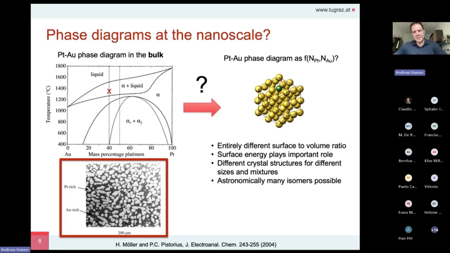If you look at one specific particle size, we are immediately realizing that there is an astronomically large number of isomers that are possible, with energies that can be close to each other or significantly different. So you need a clever strategy of how to explore this gigantic space of parameters.